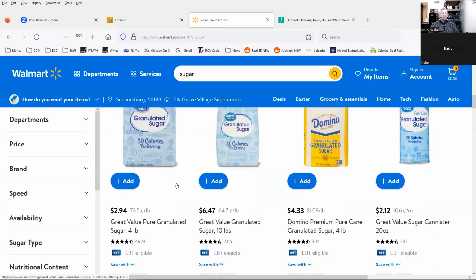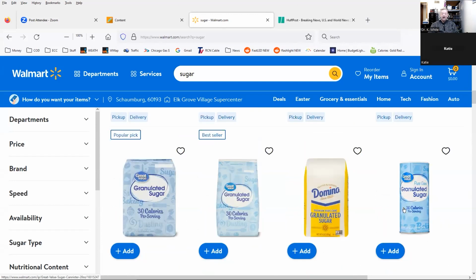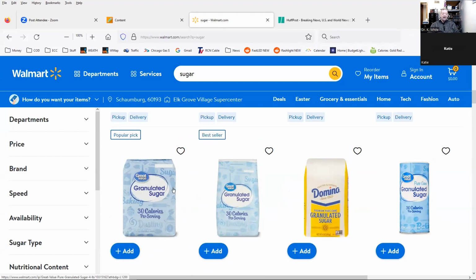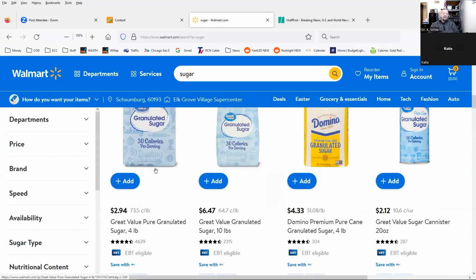And if you notice, their brand, 4 pounds, is $2.94, which is probably one of the cheapest prices around where you can get sugar now. Now, you can buy smaller quantities, but you're going to pay a lot more money. If you already have sugar in the house, that's fine. But if you need sugar, the cheapest place is Walmart.